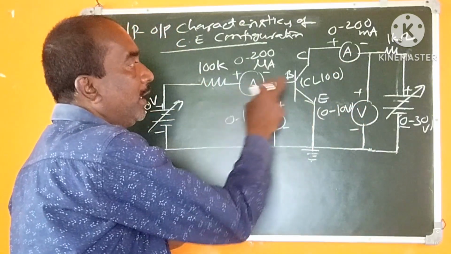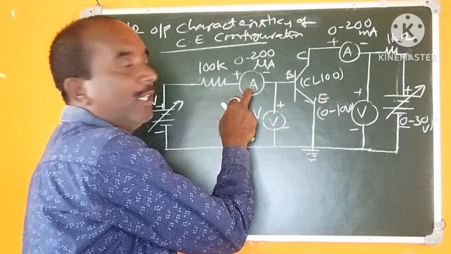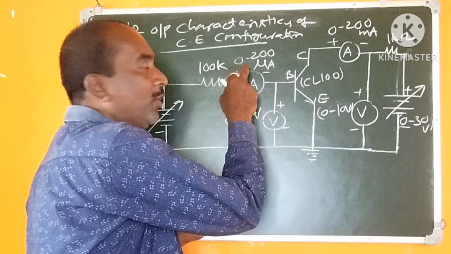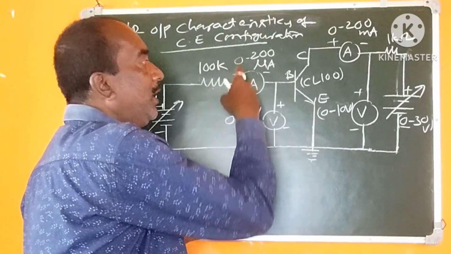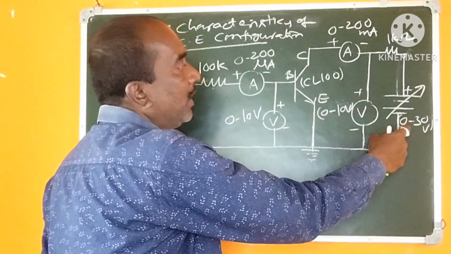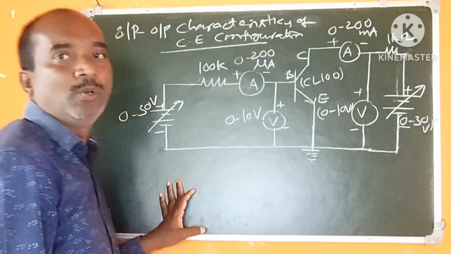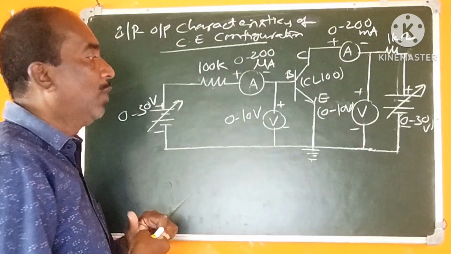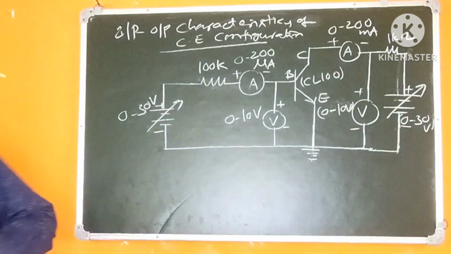Similarly, in order to find the output characteristics between current and voltage, the input current, that is the base current, is to be maintained constant. This will be maintained at 5 microamps, 10 microamps, 15 microamps. By maintaining 5 microamps and varying the RPS, the corresponding readings of the ammeter and voltmeter are to be noted. Now we can see how the tables are to be formed for this configuration.